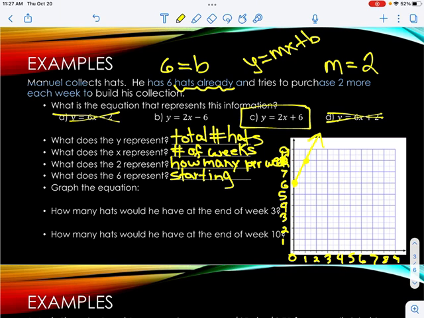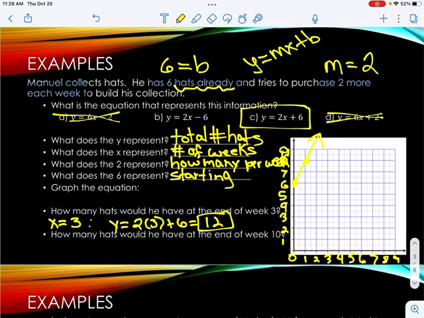Then it says, how many hats would he have at the end of week 3? What we're looking for means that x is equal to 3. So we take that and plug it in. y is equal to 2 times 3 plus 6. 2 times 3 is 6. 6 plus 6 is 12. So he would have 12 hats.